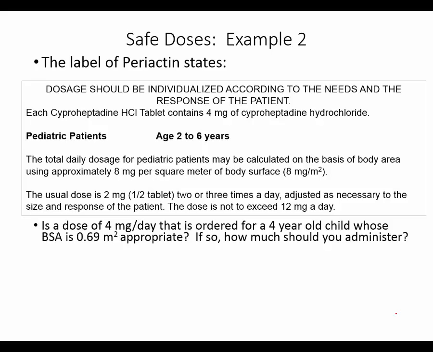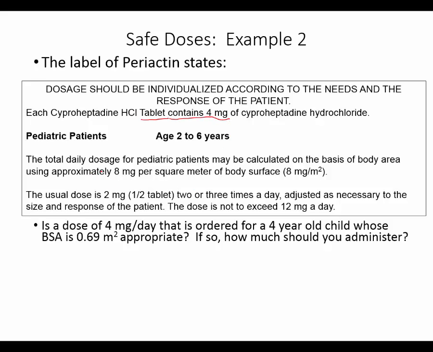We're going to look at a second example where we're asked to determine if the dose is appropriate and how much we should administer. So we have a med label. Looking at the label, I see that the medication is in tablets. So it says each tablet contains 4 milligrams of this medication.